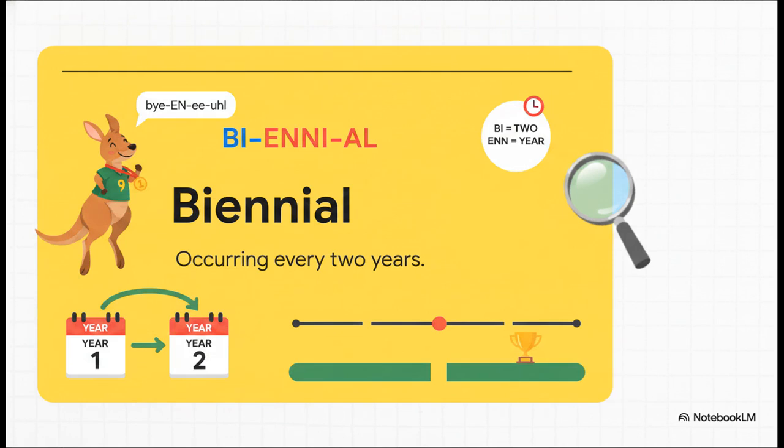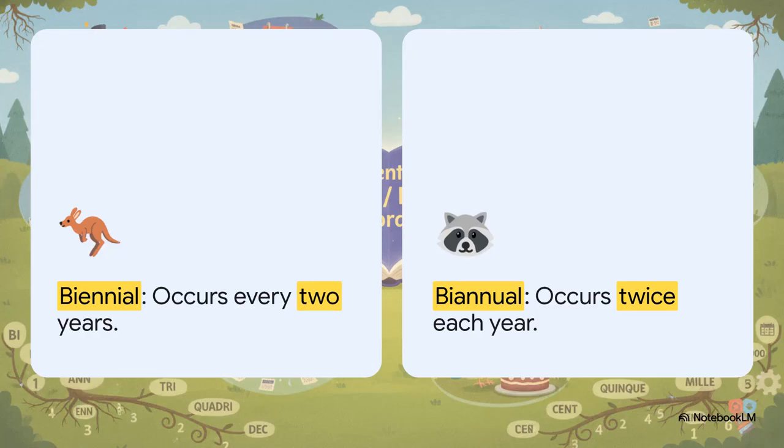Okay, let's bounce over to a totally different event with our kangaroo athlete. He competes in something that is biennial. Now we're finally seeing the ENN version of our root. The prefix BI means two, ENN means year, and IAL means relating to. So a biennial event occurs every 2 years. Listen to how it sounds. Biennial. When you hear that EN sound right in the middle, you absolutely must remember the double N chunk in the ENN root. BIENNIAL.